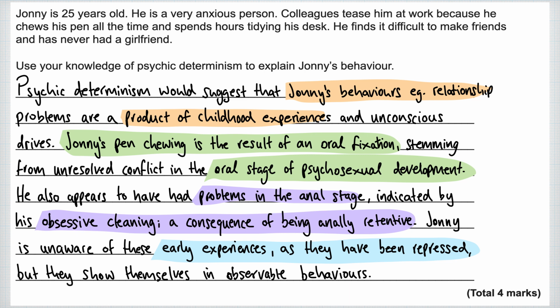Like I said earlier, the main thing here is to ensure that you've talked about the psychodynamic approach and that you've linked it to Johnny's behaviour and how it's controlled. I've also started off with a little bit of an introduction as to what psychic determinism is, but again, even that is linked to Johnny in some way. Okay?